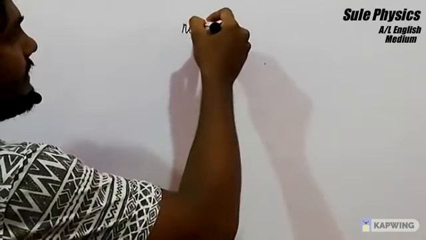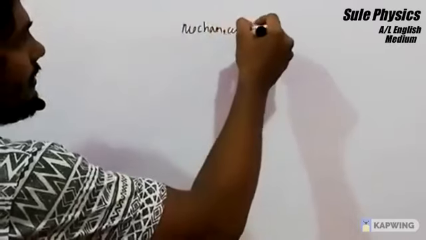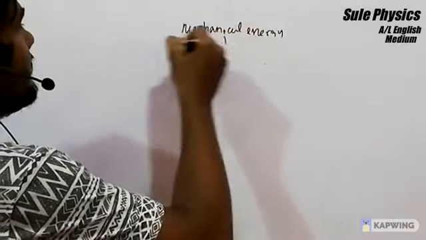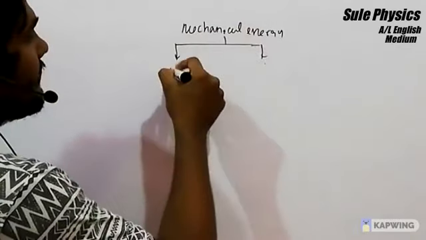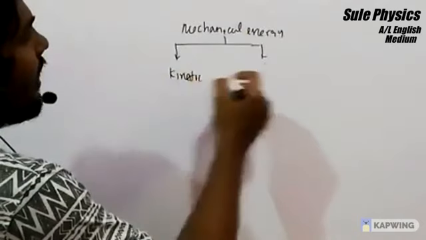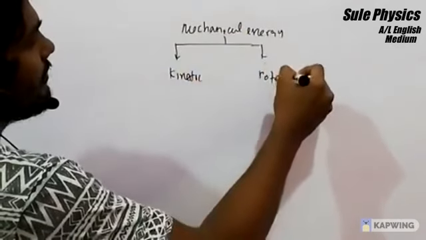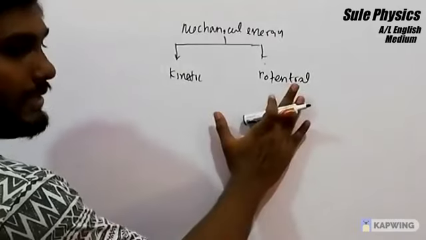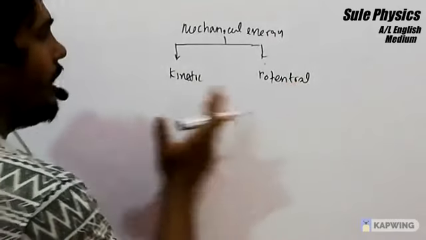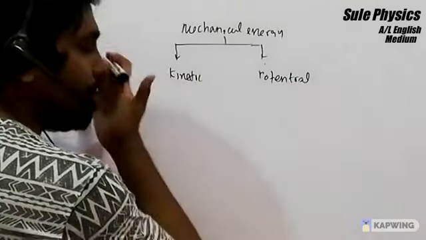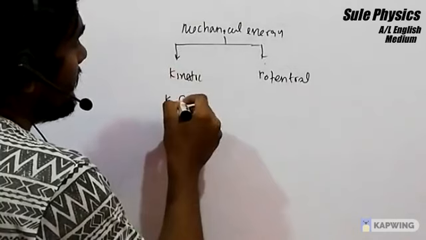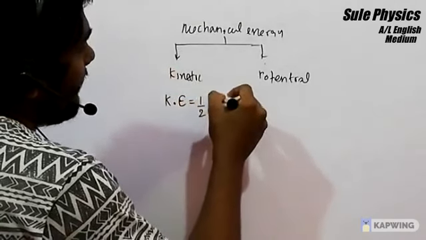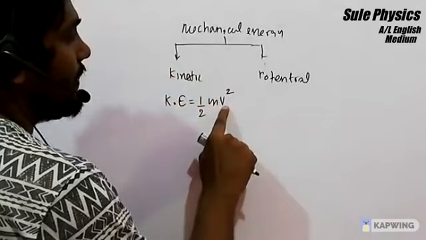Mechanical energy can be categorized into two parts: kinetic and potential. Kinetic energy, potential energy. The formula that we use to find kinetic energy of an object is kinetic energy equals half mv squared: mass, velocity.